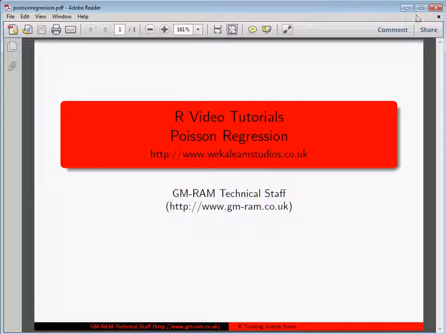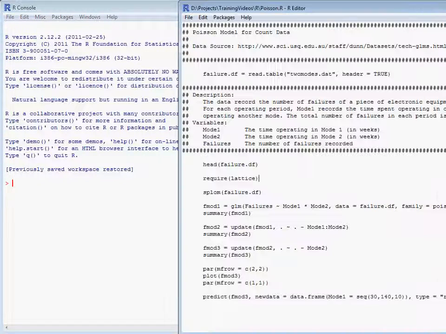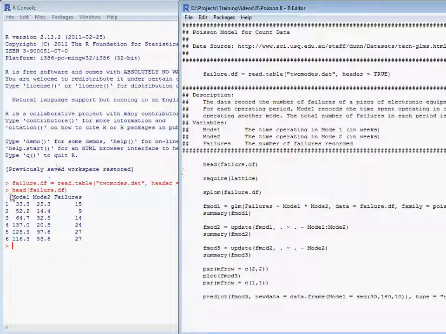So if we take a look at an example where we've got data on the number of failures for some equipment, and this equipment can be operated in two modes. What we have for the equipment in our data set is a record of the amount of time spent operating in each of the two modes and the total number of failures that are recorded. So I'll load in our data and look at the first few rows of the data, so we can see we've got times for mode 1 and mode 2 operation and the total number of failures.